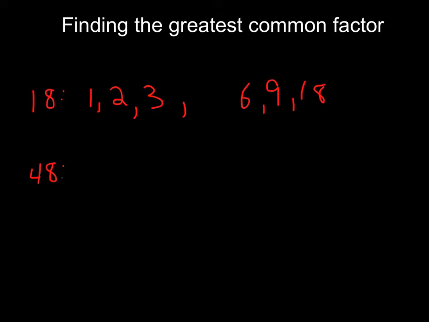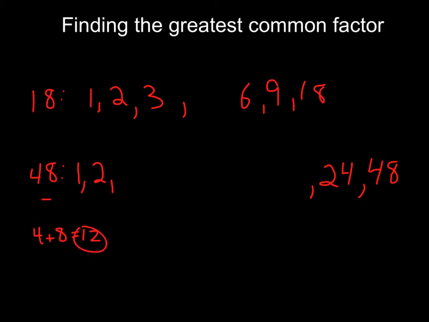Now I do the same thing with 48. So I've got 1 and 48, and I'm starting way apart on these. Okay, 48's even, so I know 2 goes in there. And I think half of 48 is 24, so 24 times 2 would give me 48. Now 3, I know that 3 goes in here. Here's how I know that. If I add the digits, 4 plus 8, that equals 12, and 3 goes into 12. So I know 3 will go into 48.